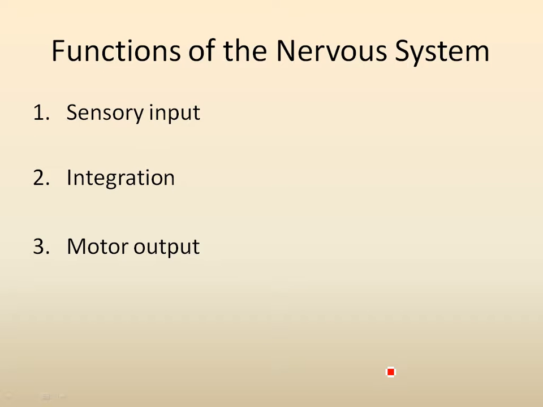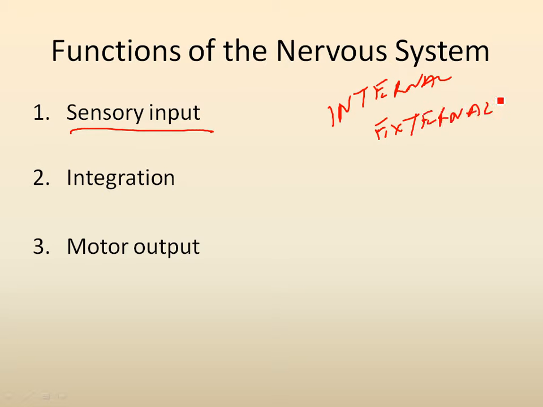The functions of the nervous system are three. Sensory input, that is, information is gathered by sensory receptors about both internal and external changes. This information is sent to the brain or the central processing unit, where the sensory input is interpreted. So this is where integration takes place.